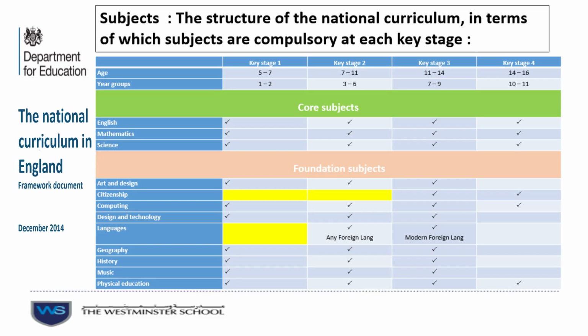Key stages and subjects. This table shows the structure of the national curriculum across 4 key stages. Key Stage 1, ages 5-7, years 1-2. Key Stage 2, ages 7-11, years 3-6. Key Stage 3, ages 11-14, years 7-9. Key Stage 4, ages 14-16, years 10-11.